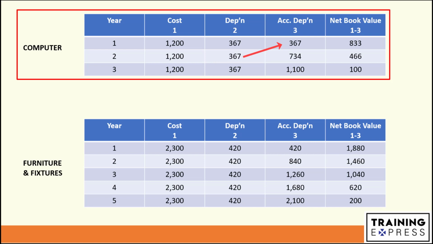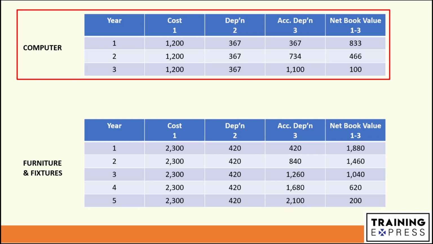But when we move to year number 2, now we have got 2 years of depreciation. So 367 plus 367. And when we move on to third year, now we have accumulated 3 years of depreciation. So it is equal to $1,100. Look at the last column, net book value. Net book value is simply cost, column number 1, minus accumulated depreciation, column number 3.